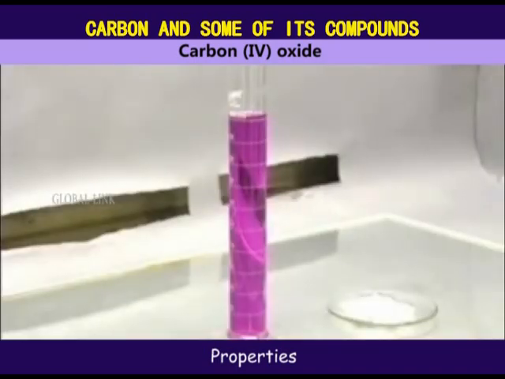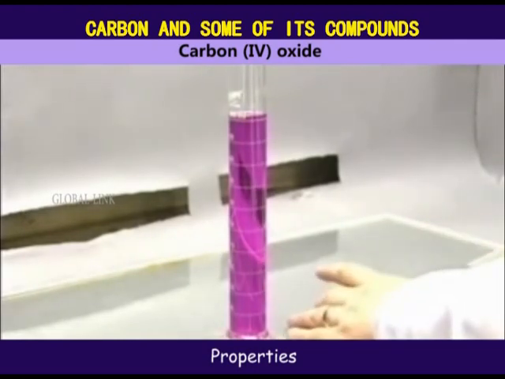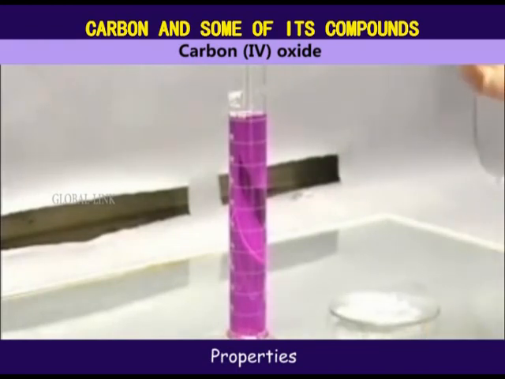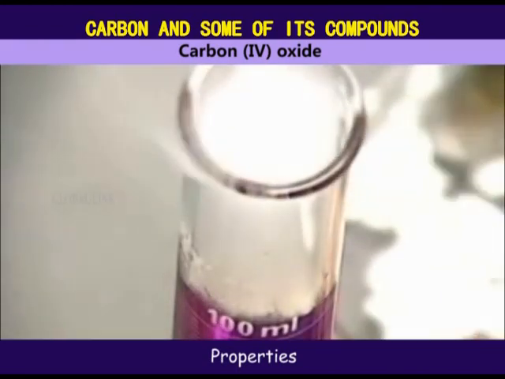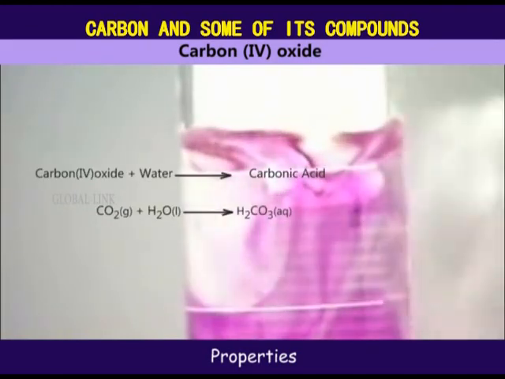This purple solution is phenolphthalein in water, an indicator that turns colorless in acidic solution. Using dry ice again, we show that carbon 4 oxide in water forms an acidic solution of carbonic acid.